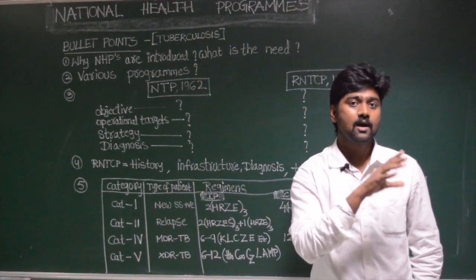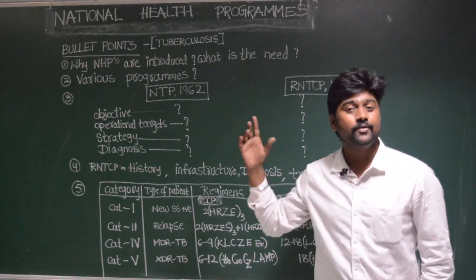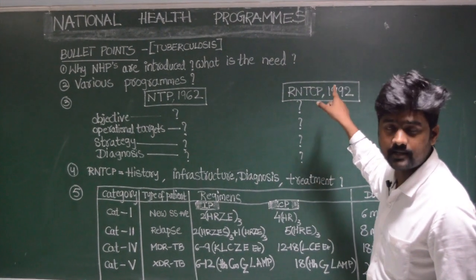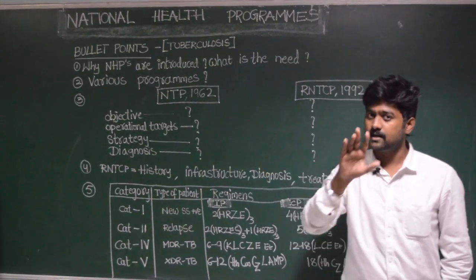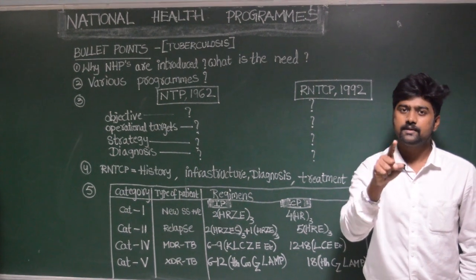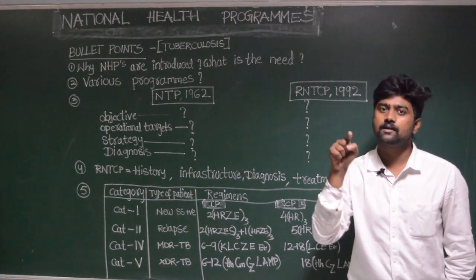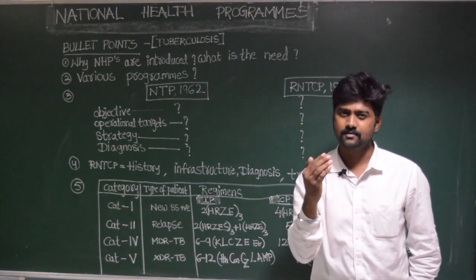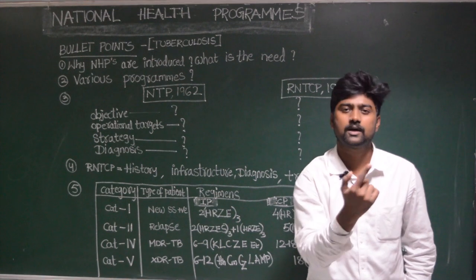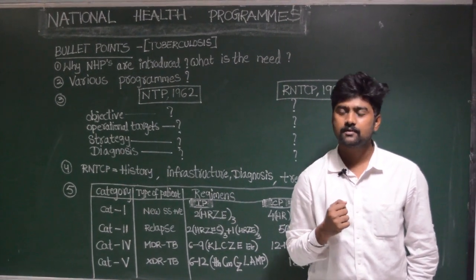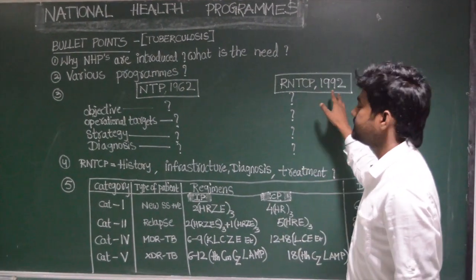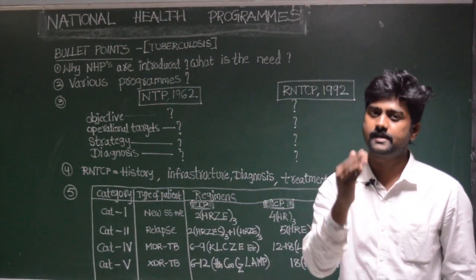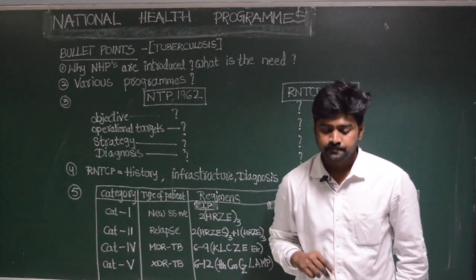Why I am talking about a particular type of locality: though the RNTCP program was introduced in the year 1992 to 1993, it was officially launched in the year 1997. Why? It took a lot of years to reach each and every part of the country. That's why I'm talking about RNTCP 1992, though officially it was launched in 1996 to 1997.